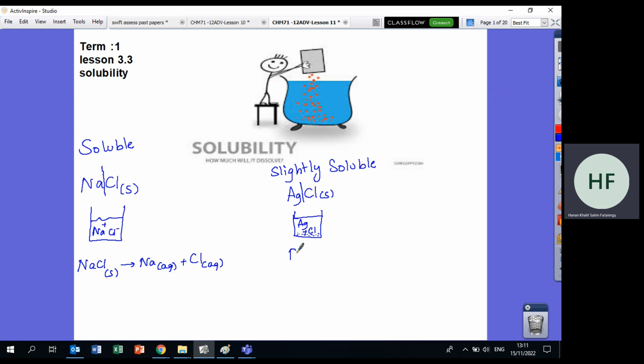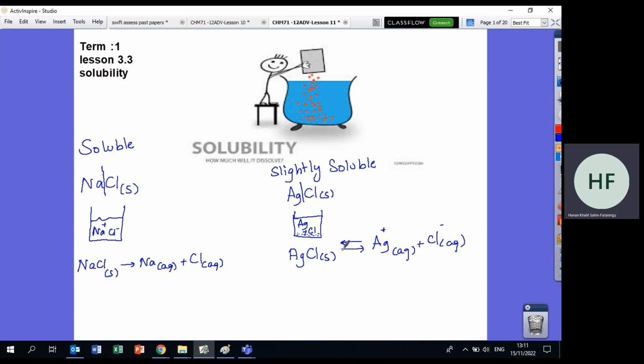So how do I write this reaction? I say AgCl solid dissociates into Ag aqueous plus Cl aqueous. But since not all of it will dissociate, part will be solid in the bottom and part will dissociate, I will put a double arrow. As you know, Ag will be positive and Cl will be negative. So this is the difference between soluble and slightly soluble. Soluble means one arrow because it dissolves completely. Slightly soluble means part will dissolve and part will not dissolve. So here we have a double arrow.